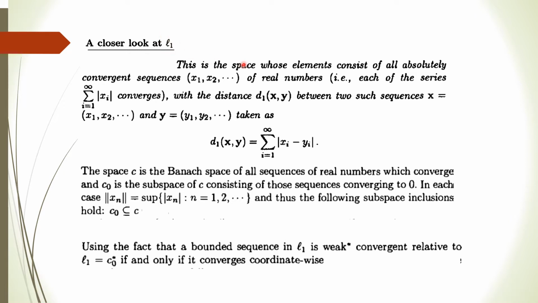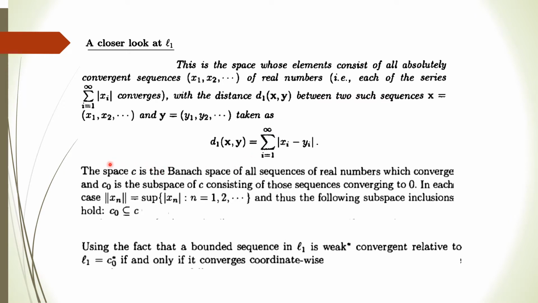It is a space whose elements consist of all the absolutely convergent sequences of real numbers. Absolute convergence means the series of mod of xi is convergent, right? And here the distance between two sequences is defined as the series of mod of xi minus yi, where i varies from 1 to infinity. So we have L1 space, which consists of all absolutely convergent sequences of real numbers.